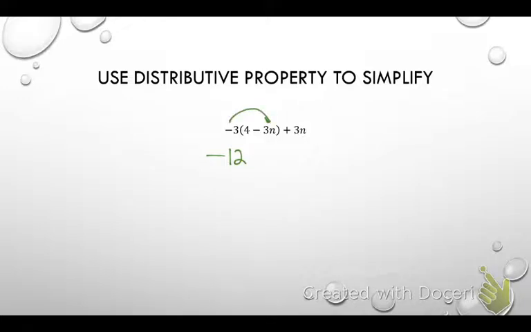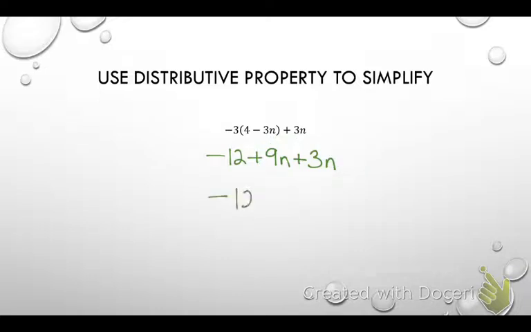Here's where we had some different answers. Negative 3 times negative 3n is positive 9n, because it's two negatives and that's an even number. So this is plus 9n plus 3n. Because my n's are the same, I can add the coefficients. What's 9 plus 3? 12.